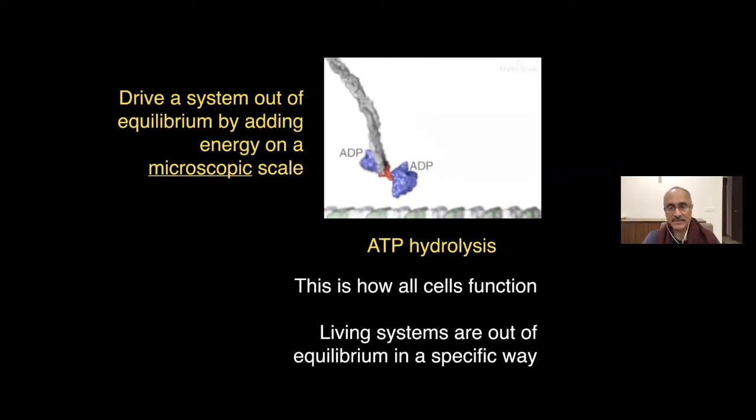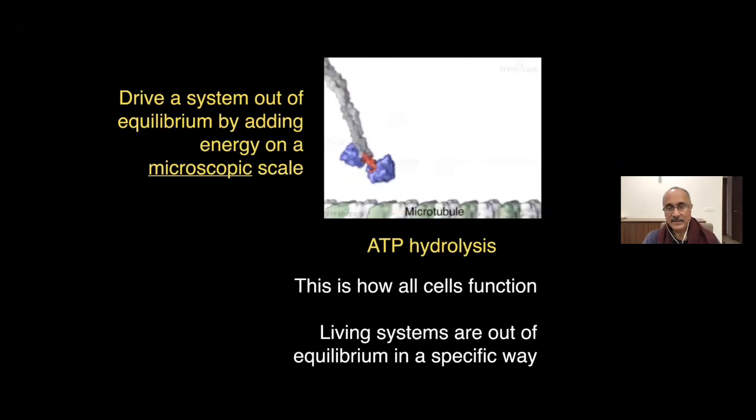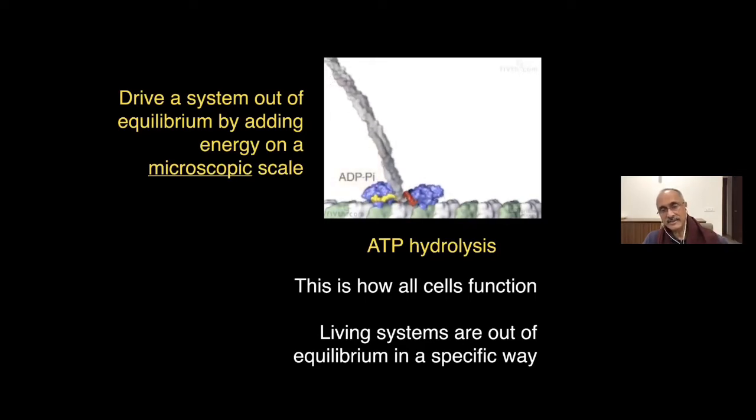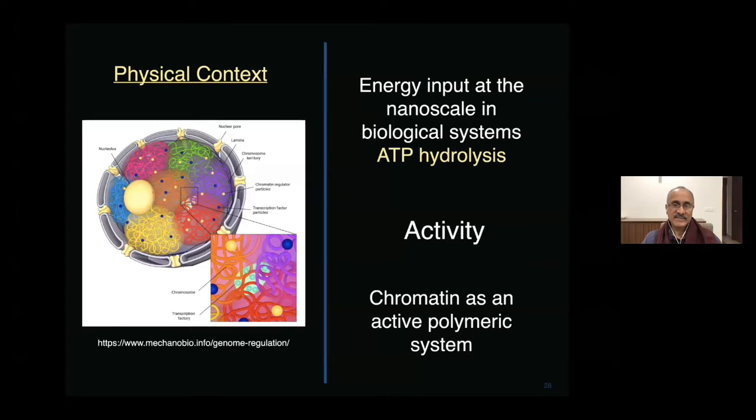Okay, so now you can see the cycle of ATP hydrolysis, the release of the Pi, and so on, as you can see from this particular picture. This is a completely energy-driven process. And the fact that it's out of equilibrium is really responsible for the fact that the motor can move in one particular direction at a fairly steady pace. So I said energy input at the nanoscale in biological systems comes from ATP hydrolysis. This is called activity. And we should really be thinking about chromatin as an active polymeric system.